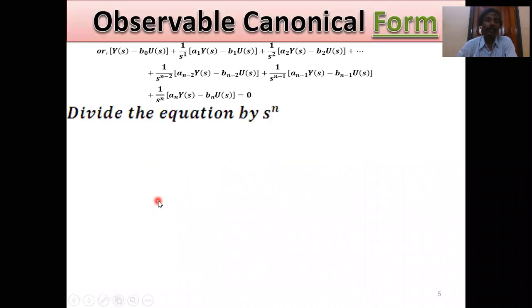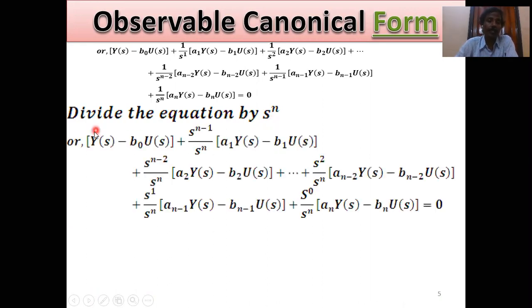Then divide the equation by s to the power n, the maximum power. So dividing both sides by s to the power n, the first term s to the power n divided by s to the power n cancels, and the second term is s to the power n minus 1 by s to the power n, then s to the power n minus 2 by s to the power n, and s square by s to the power n, up to s to the power 0 by s to the power n. So everything is divided by s to the power n.